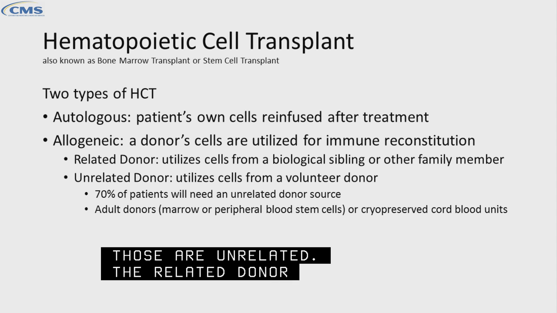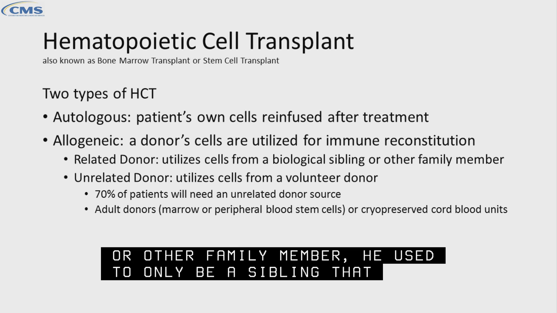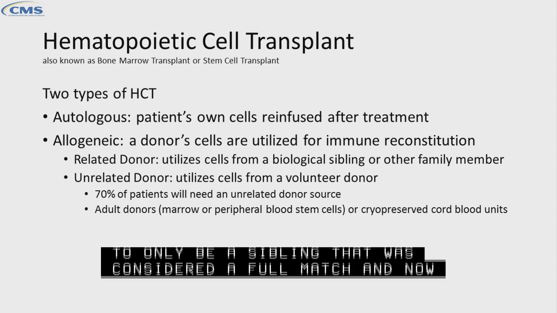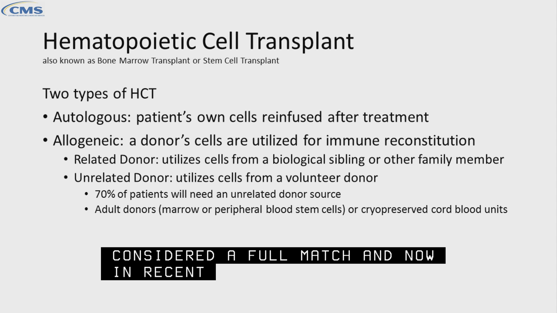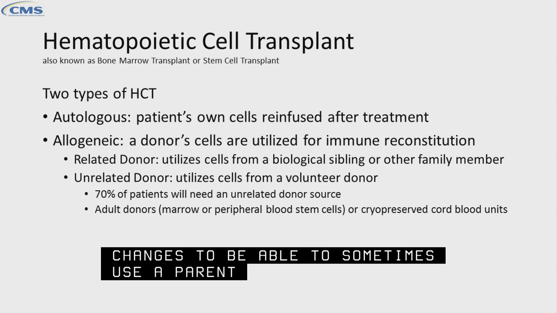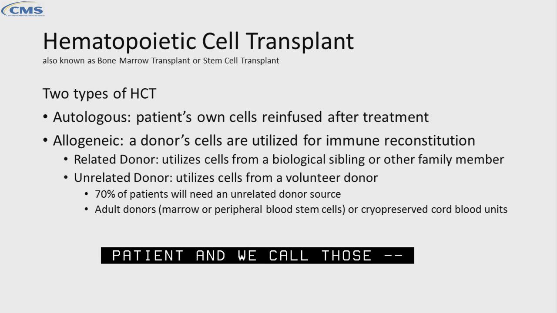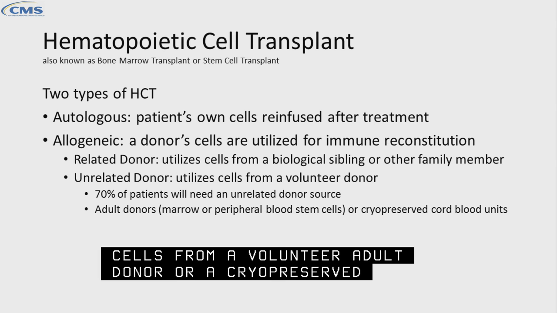It used to only be a sibling that was considered a full HLA match, and now in recent years, there have been some changes to be able to sometimes use a parent or even a child of the patient, and we call those a haploidentical match. The unrelated donors, we utilize cells from either a volunteer adult donor or from a cryopreserved cord blood unit that we all have as part of the cord blood banks and on the registry.